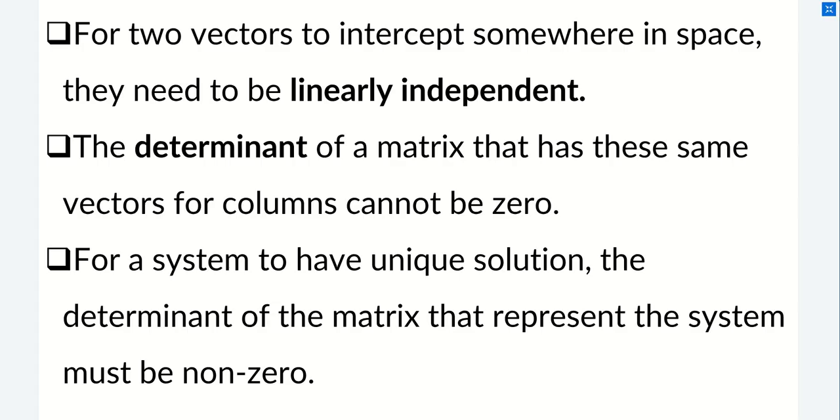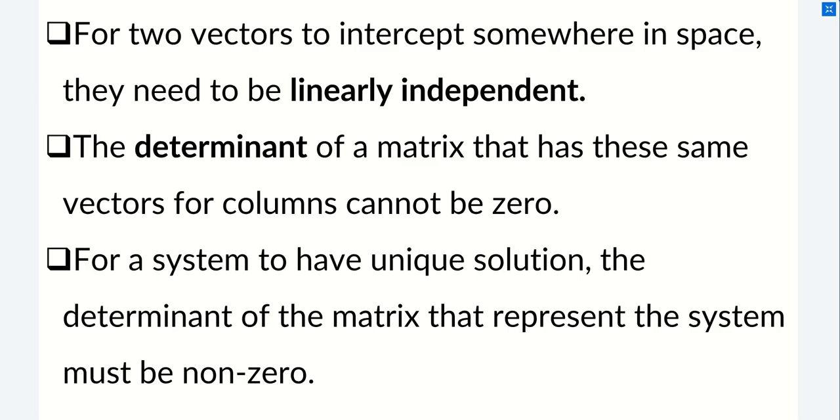Now, for two vectors to intersect somewhere in space, they need to be linearly dependent. Now, you see, we've been stressing this over and over again, right? When you talk about a vector space, there are certain things that last time we spoke about, that any vector in a vector space can be expressed as a linear combination. Now, in this linear combination, we have to make sure that they are what? Linearly independent. That means we should not have a vector that can be expressed in terms of the other. And that is something that we try to eliminate, right?